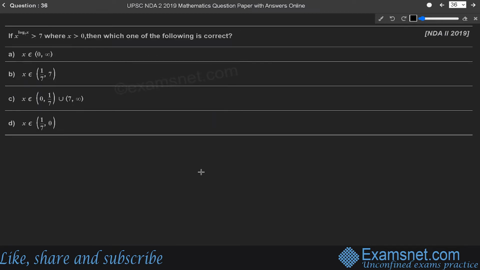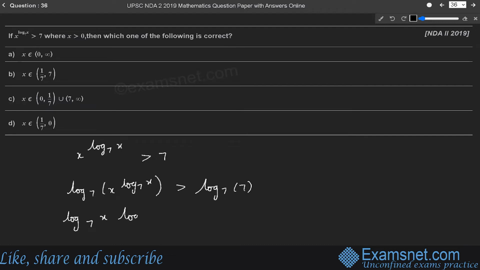Moving on to next question. Next question is, if x power log base 7 of x is greater than 7, where x is greater than 0, then which one of the following is correct? So it is given that x power log base 7 of x is greater than 7. So taking log on both sides, it will be log base 7 of x power log base 7 of x is greater than log base 7 of 7. So it will be log base 7 of x, whole square, is greater than 1.